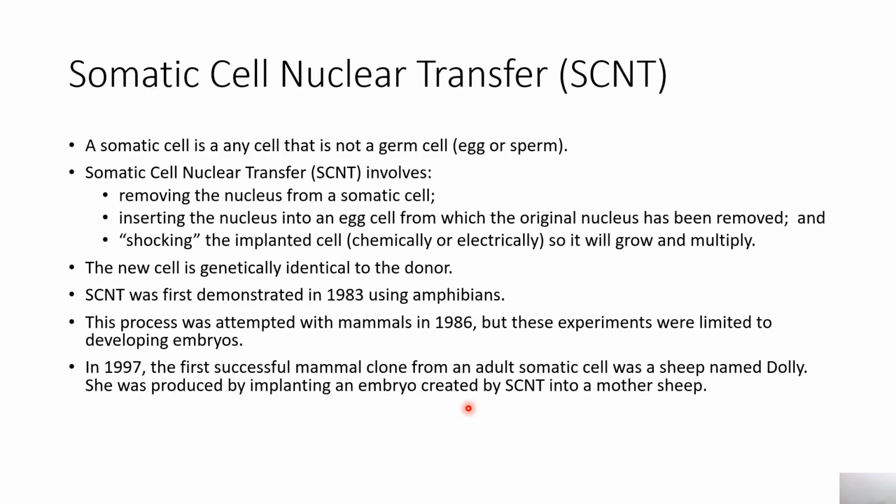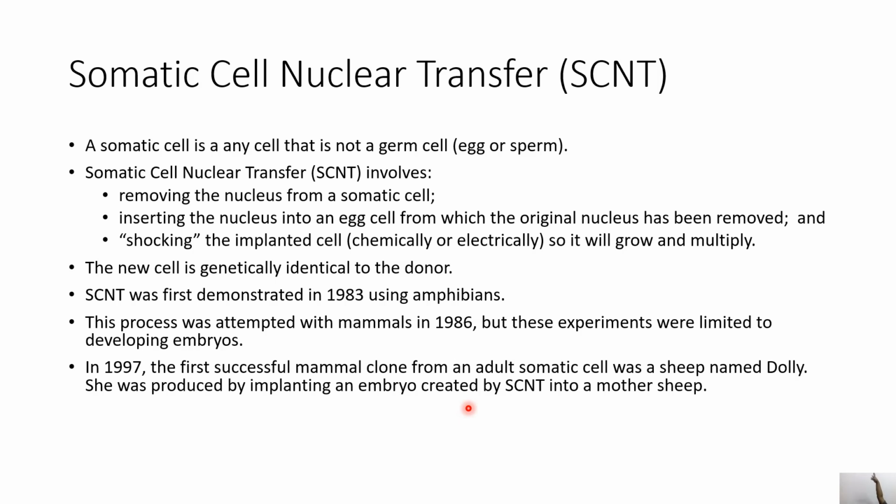Now, what is somatic cell nuclear transfer, SCNT? A somatic cell is any cell that is not a germ cell, like it's not an egg or sperm cell, it's a normal cell. Now, somatic cell nuclear transfer involves removing the nucleus from a somatic cell, inserting the nucleus into an egg cell from which the original nucleus has been removed, and shocking the implanted cell, chemically or electrically, so it will grow and multiply. Now, the new cell is genetically identical to the donor.